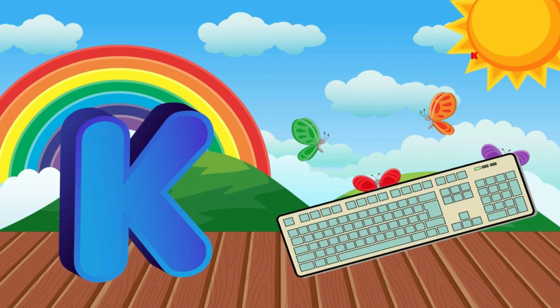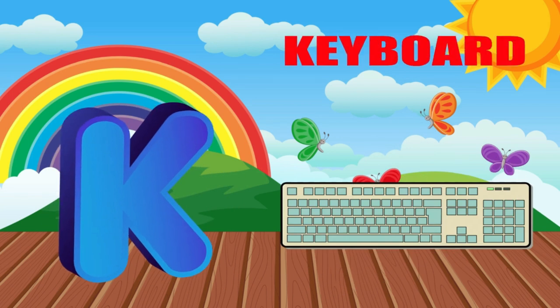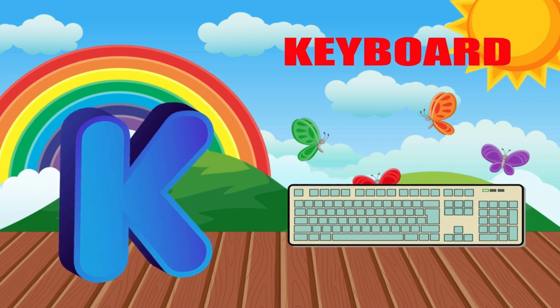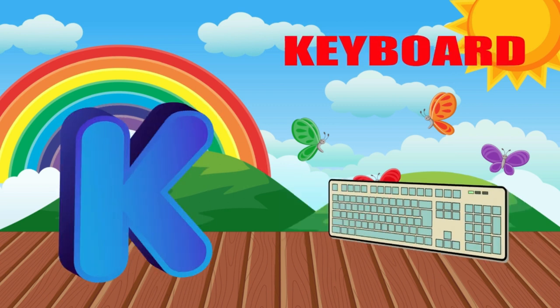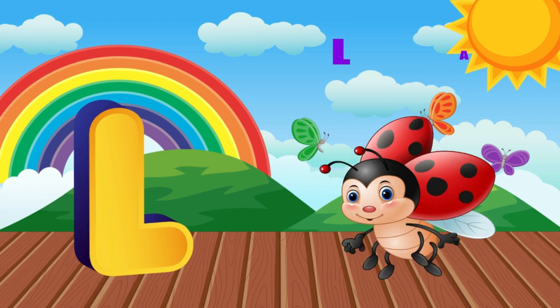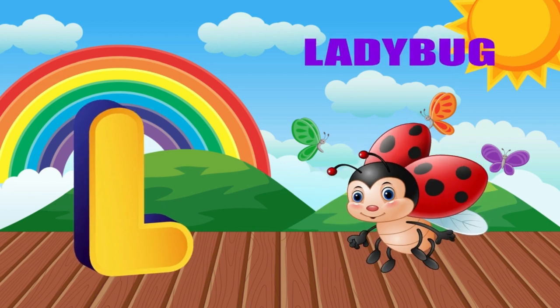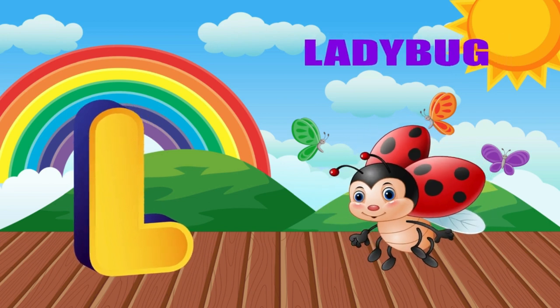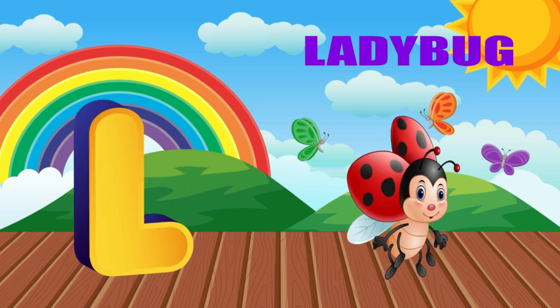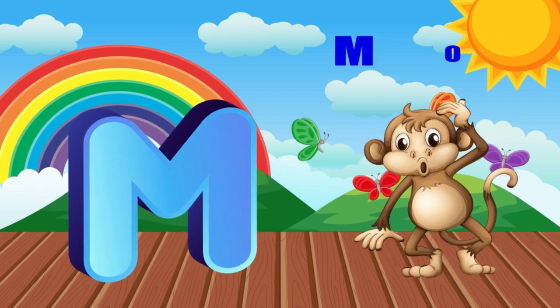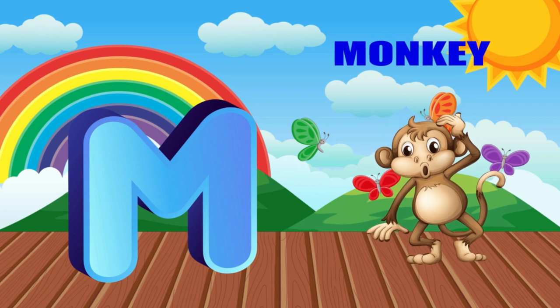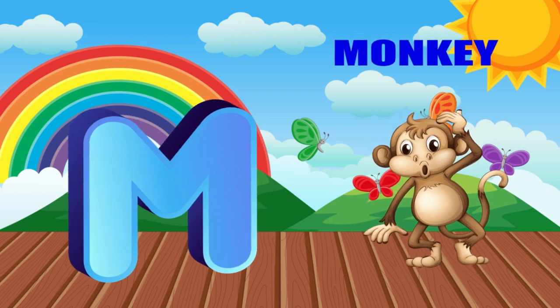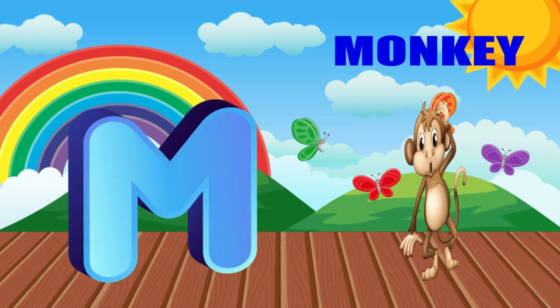K is for keyboard. K, K, keyboard. L is for ladybug. L, L, ladybug. M is for monkey. M, M, monkey.